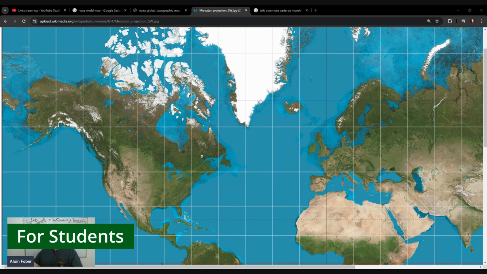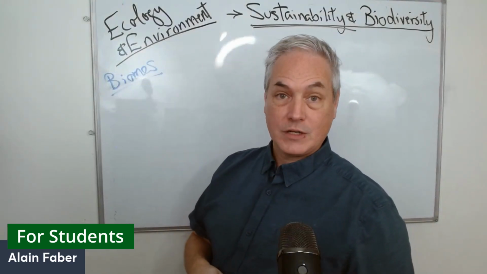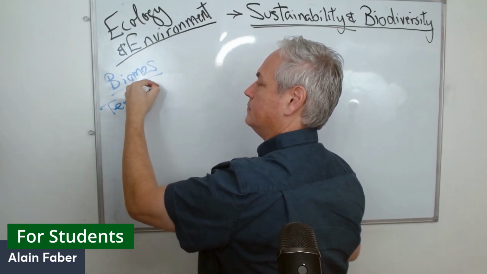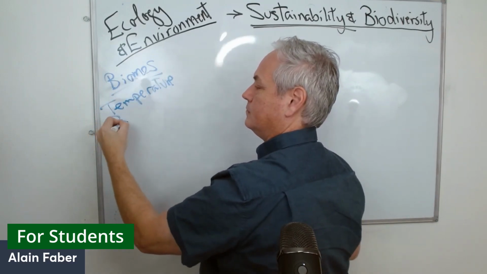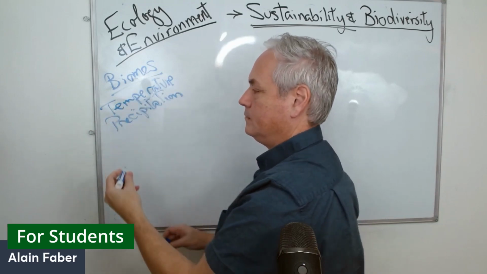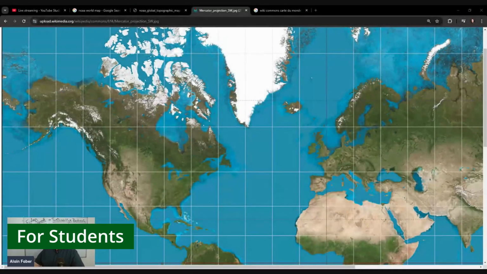Now, depending on where you are, there's a variety of biomes, which is a group of ecosystems with similar characteristics. And the key parameters that differentiate these biomes are two of them. One is temperature, the other one is precipitation. Okay, so these are two words that are important here. So let's look at the map again.